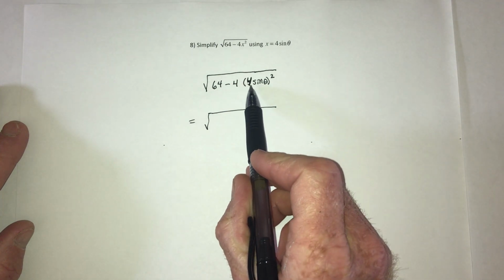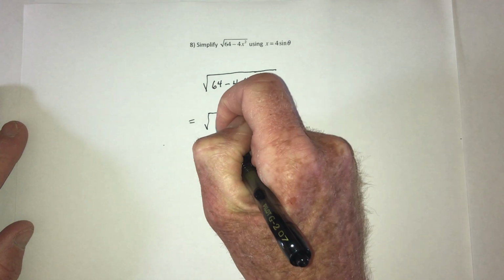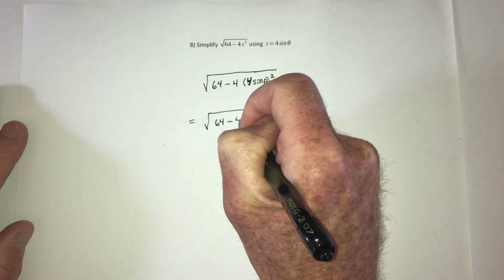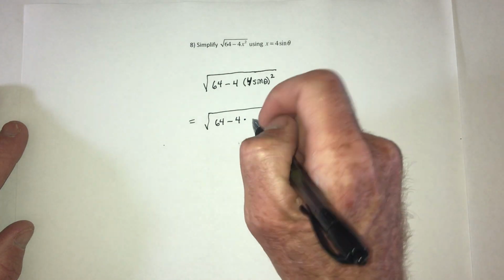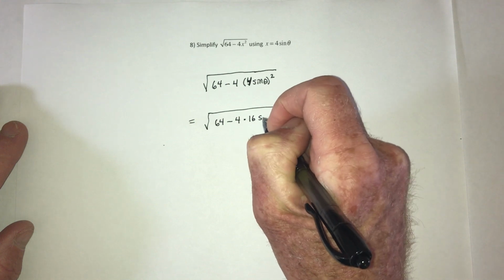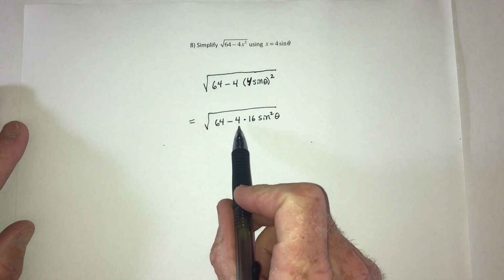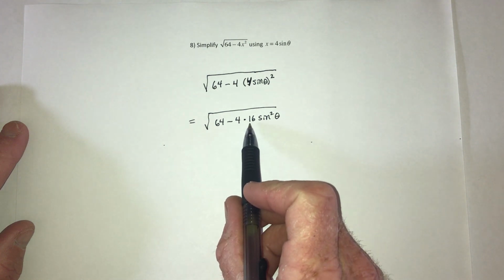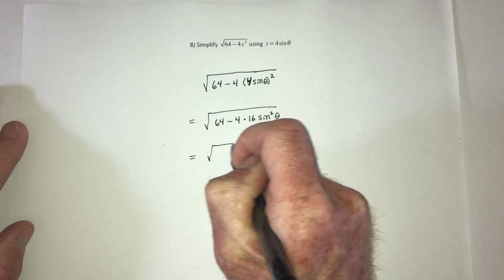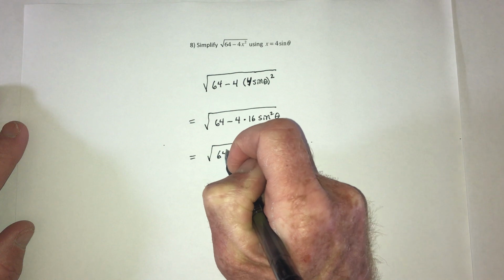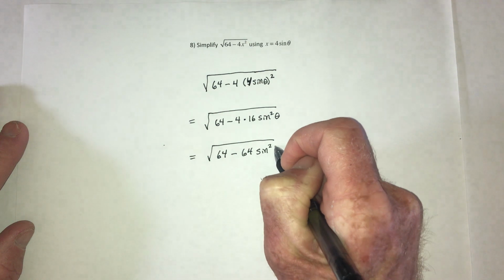Now what I'll do is square this. So square the 4, that's going to be a 16, and then sine squared. So there's 64 minus 4 times, and then this will be 16 sine squared. Now right here, 4 times 16, that is going to be 64. So there's 64 minus 64 sine squared.